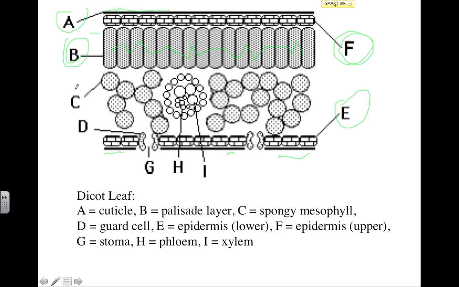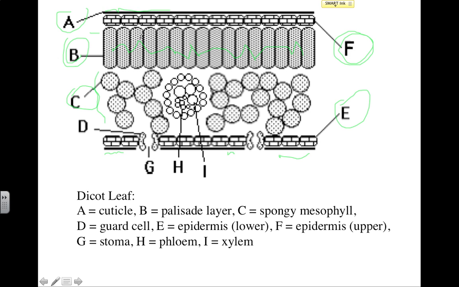If you go a layer below that, you have C, which is going to be the spongy mesophyll. The spongy mesophyll is, as you can see, loosely scattered cells. So the big thing that it can do is hold a lot of the gases: the oxygen that's produced in photosynthesis, as well as the carbon dioxide that's brought into the plant that's going to be used in the photosynthetic processes.